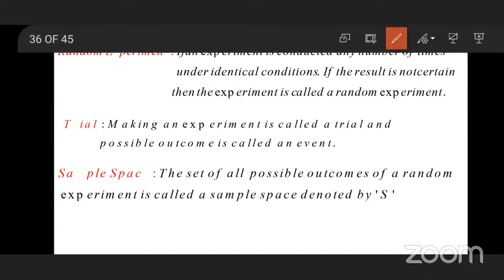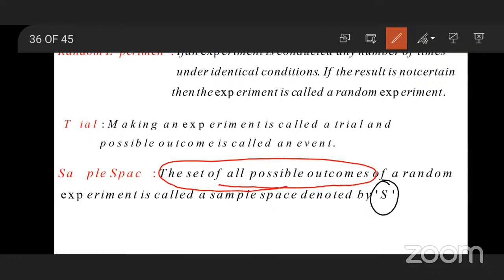What is the value of the sample space? Capital S only. The set of all possible outcomes is equal to the sample space. What is the trial? Making each experiment is called a trial.